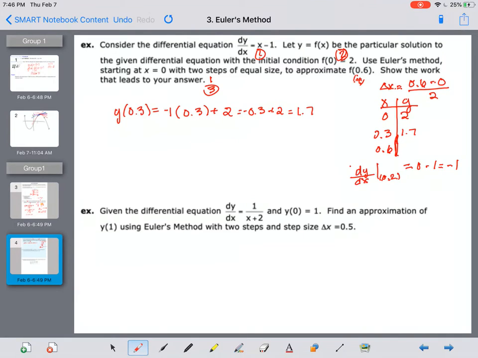So then we're going to do that same process again. We're going to take our slope. We're going to figure out what that is. I'm going to do that right here because I'm running out of room. I apologize. And we're going to evaluate our slope at that point 0.3, comma 1.7. Okay. So all we're doing is plugging in our x value, 0.3 minus 1. And 0.3 minus 1 gives us negative 0.7. Going back to plug in, okay, we're now calculating y of 0.6.